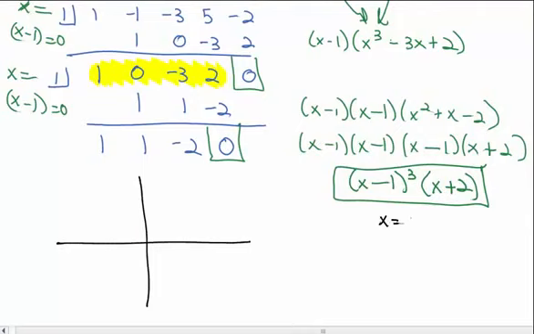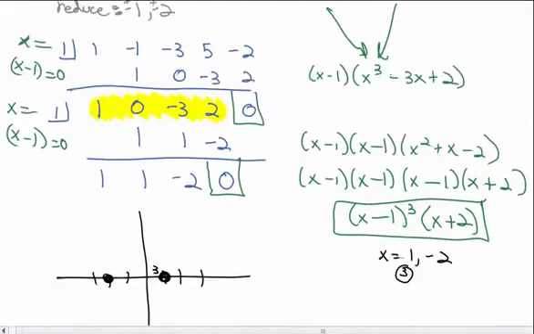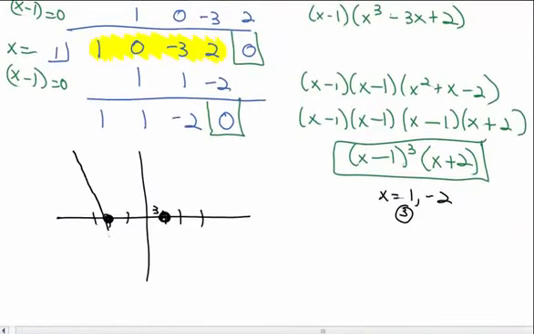We can see that the zeros are at 1 and negative 2, but the 1 was a cubic. The original problem was a positive x to the 4th, so we know it comes down from the top right. As it comes towards the 1, because it's a cubic, it's going to level off, not just go through it and go up. And we're able to graph our polynomial. This is x to the 4th minus x cubed minus 3x squared plus 5x minus 2.